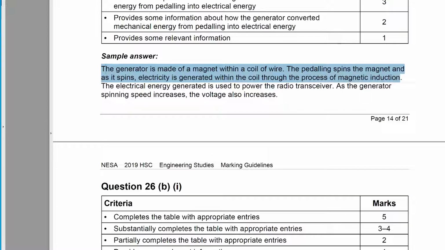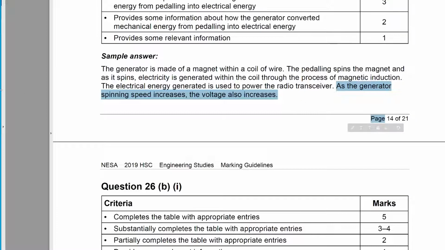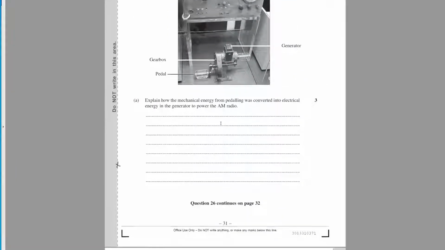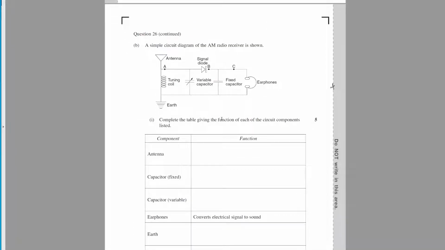Generates magnetic induction. Yeah, that's fine. It is used to power the radio. As the generator increases, the voltage also increases. I don't think you need this last line. I think you would still get 3 marks without that. But that's good. Okay. I think you get 3 marks without magnetic induction.